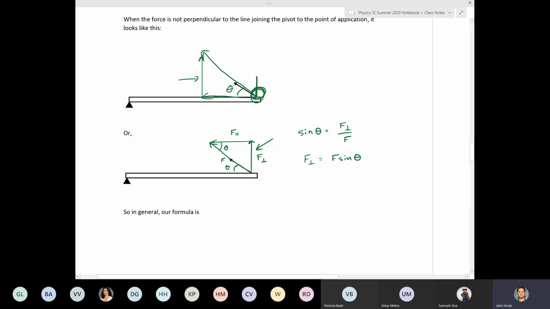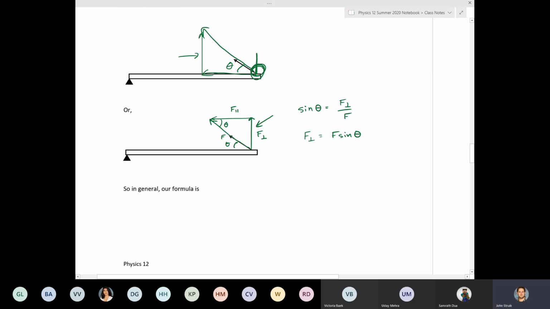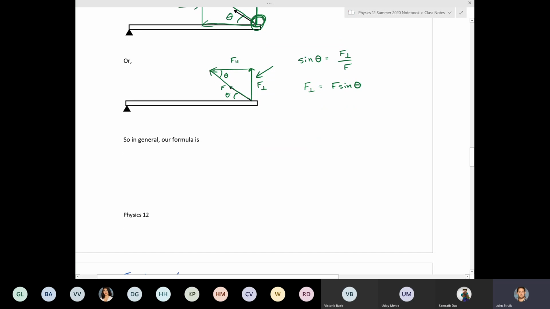Now, I don't really want to say it's always going to be sine, because sometimes they'll give you this angle right here, and then it would be cos theta. So as long as you understand that it's going to be a component of the force, either sine or cos, then it doesn't matter what it is. But in general, the formula, rather than saying torque is equal to force times distance, it's actually force that's perpendicular times distance. And this is either F sine theta or F cos theta, depending on which theta it gives you.